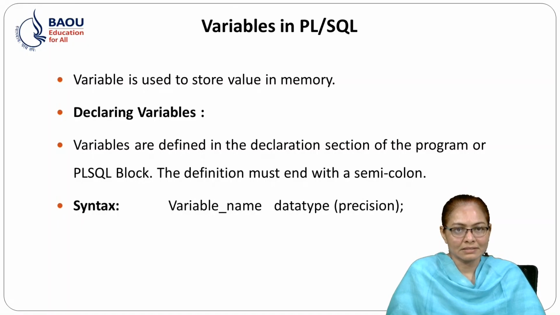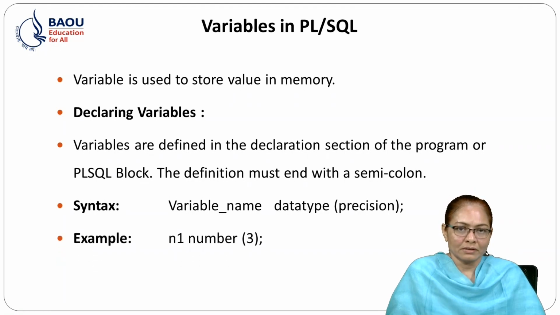First of all, we see the syntax. The syntax is the variable name, then the data type, and in brackets the precision, meaning the size of the variable: how many digits or characters are stored in this variable, and then a semicolon. For example, N1 is the variable name, number is the data type, and in the brackets 3 is the size. N1 is a variable of integer type. It will store values up to 999.